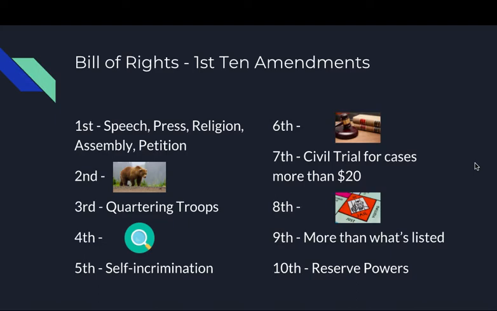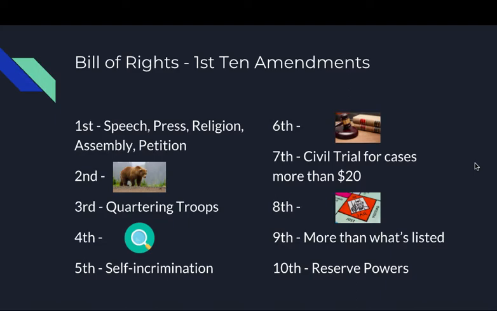We're going to do an in-depth look at what these amendments actually are. But the Third Amendment is, no soldier shall in time of peace be quartered in any house without the consent of the owner, nor in time of war, but in a manner to be prescribed by law. Okay, so soldiers can't just stay at your house because they need a place to go.